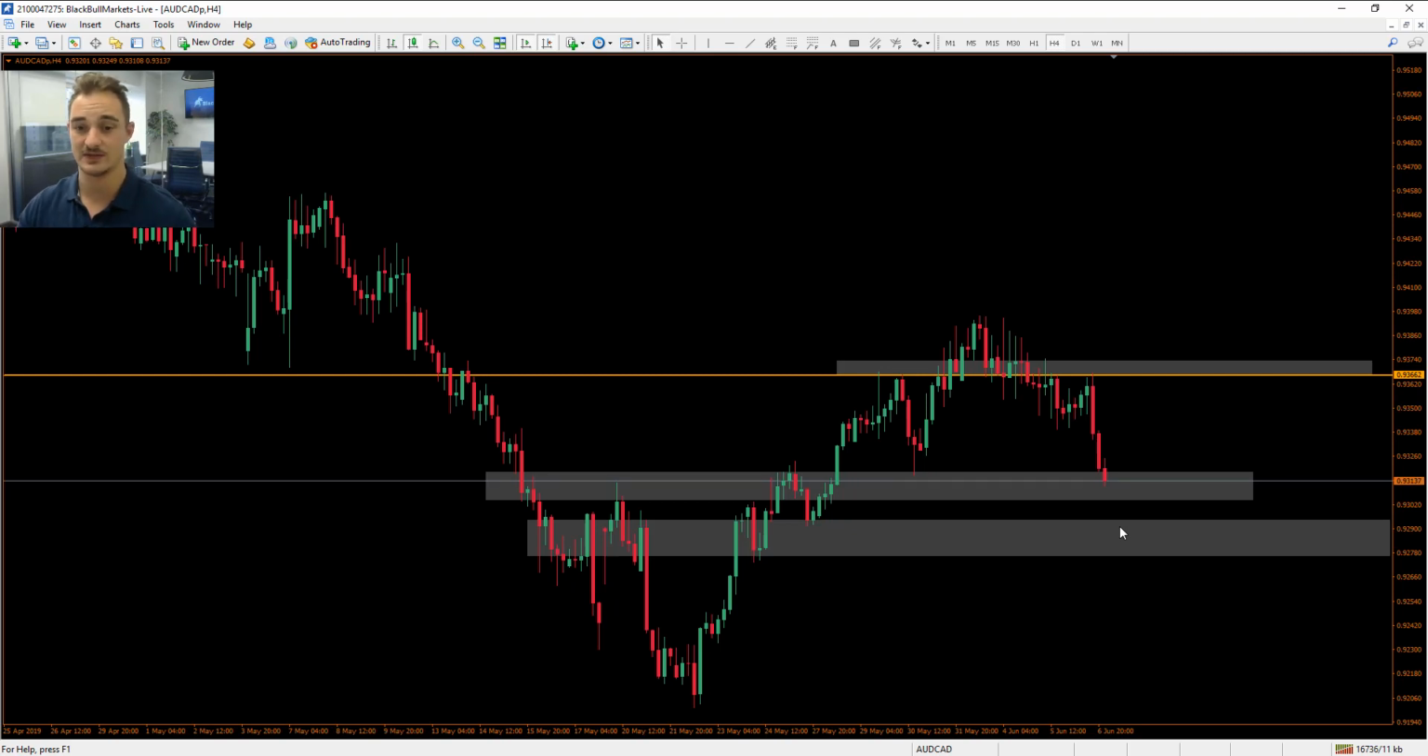Same for the upside, but we can see if it does go up, there's a nice clear path. And then moving on to our Canadian dollar Swiss franc.